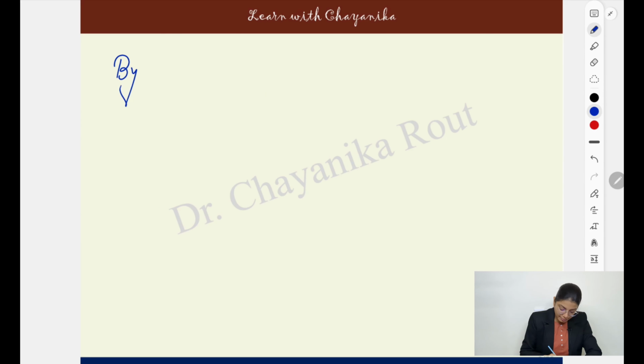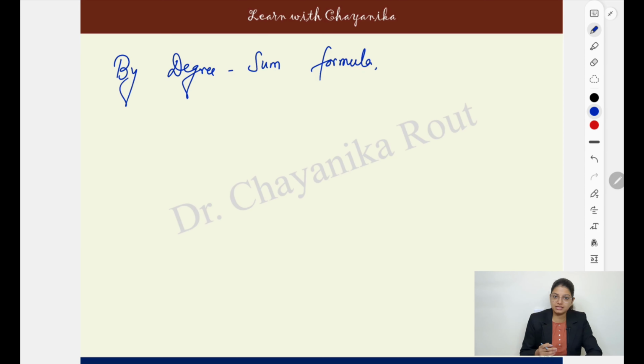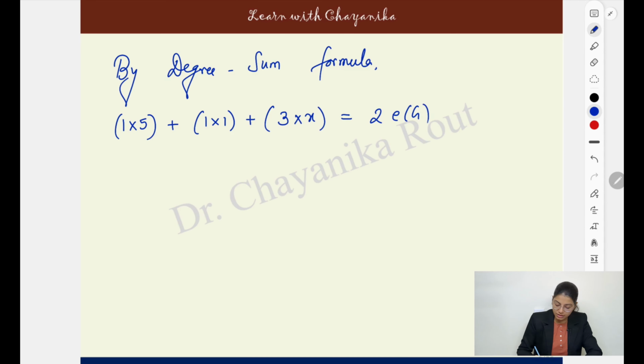So, we will directly apply the degree sum formula, which indicates that the sum of the degrees of all the vertices in any graph is equal to twice the size of the graph. So, how can we find the sum of degrees of all the vertices here? We have one vertex of degree 5, we have one vertex of degree 1, and we have 3 remaining vertices each of degree x. So, this is the degree sum of this graph, that is equal to twice the size of the graph. Now, the size of the graph is given as 9. So, this is nothing but equal to 18.